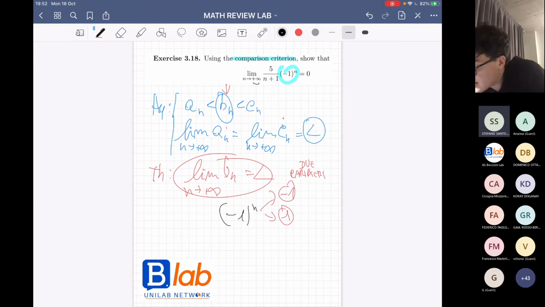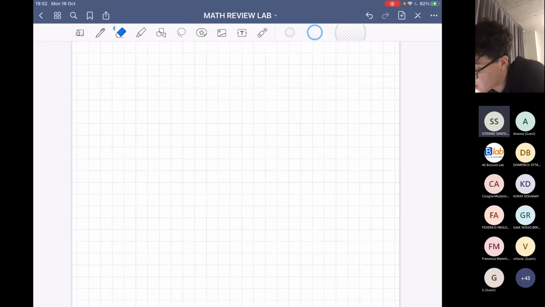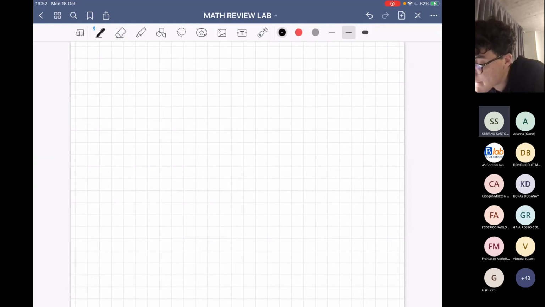So the function -1 to the power of n is bounded, and it's exactly bounded between, we can do it in another page. Sorry, I write too large, I know. -1 to the power of n is always between -1 and 1.